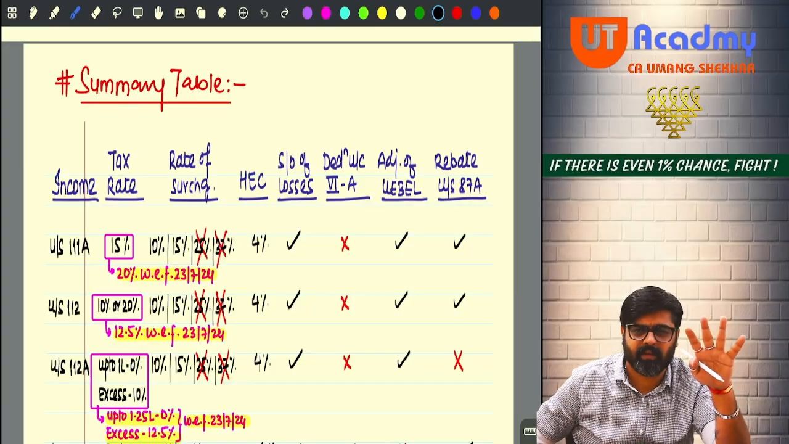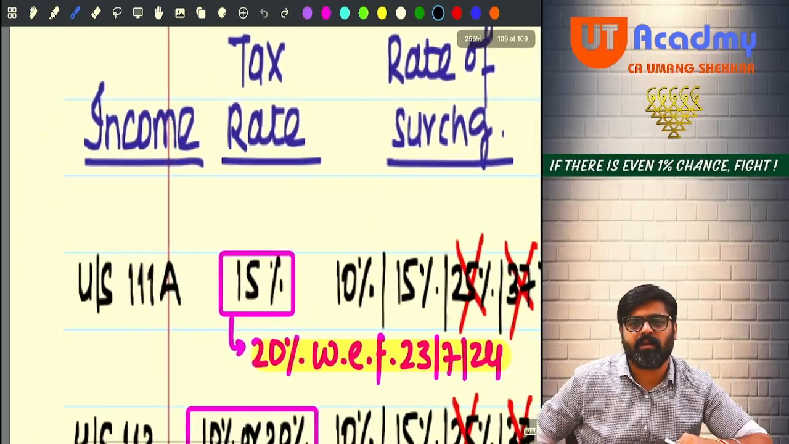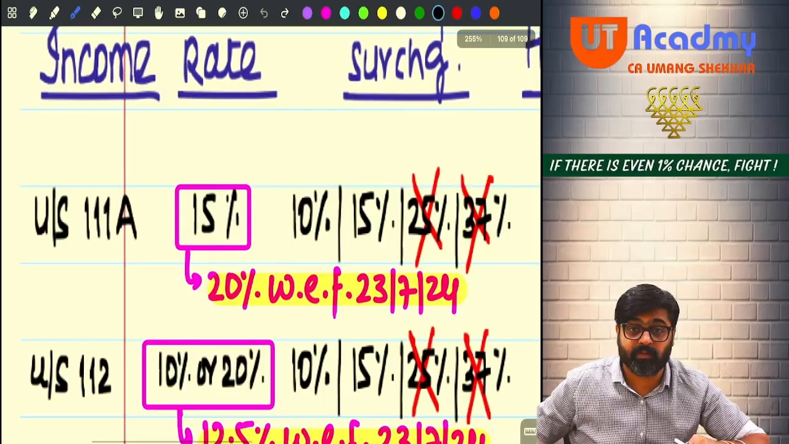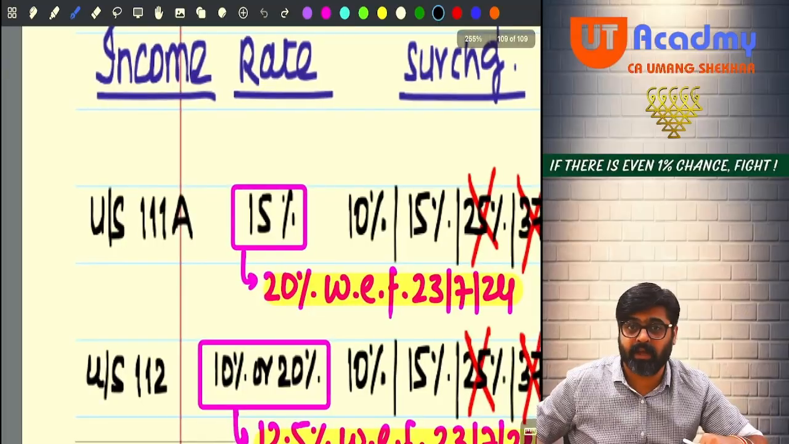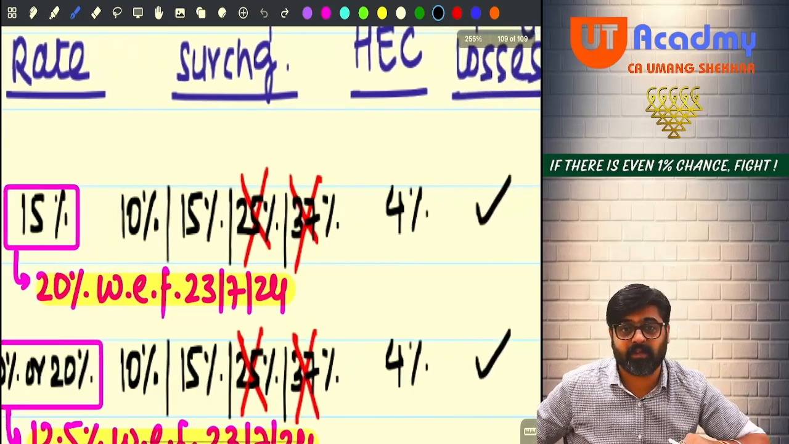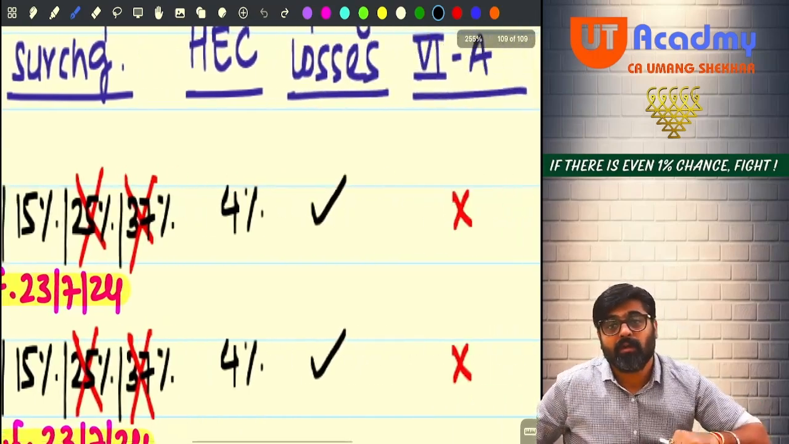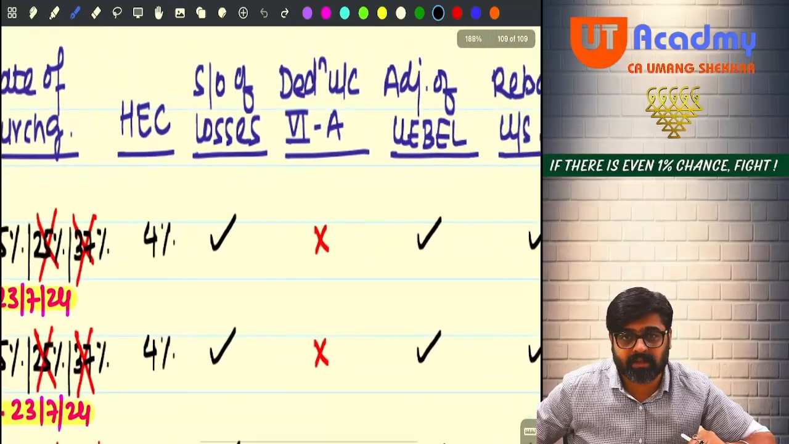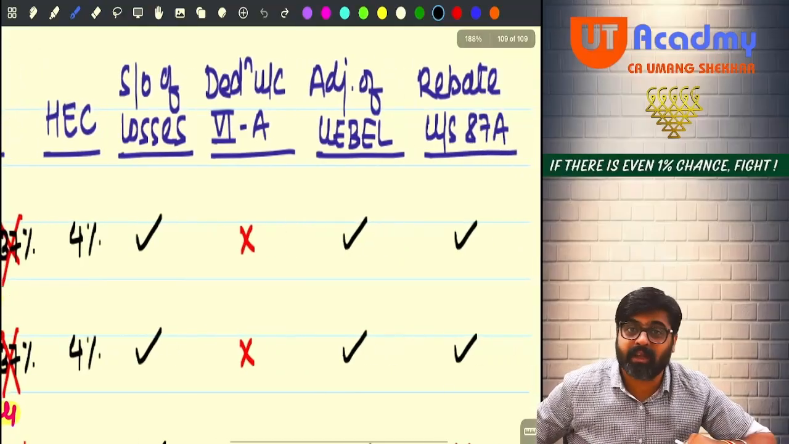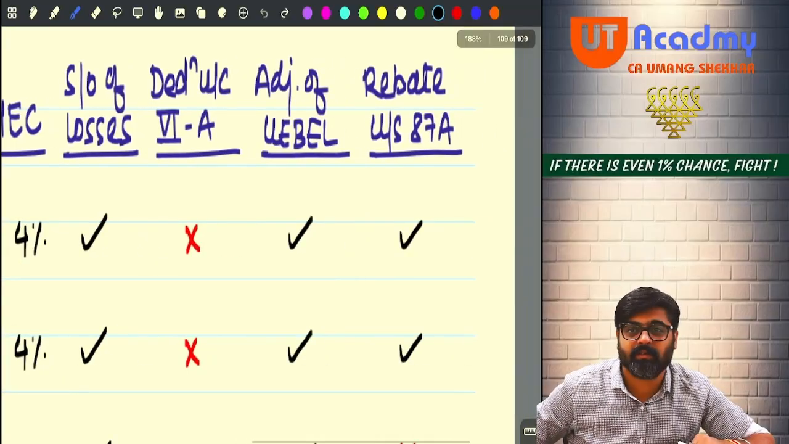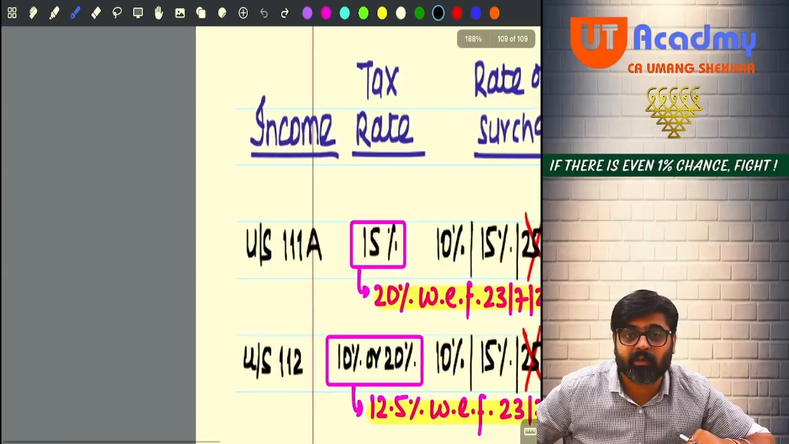So this is a summary that if income is under section 111A, short term gain, what is the rate of tax? 15%. But with effect from 23rd July 24, it has become 20%. And the surcharge rate on this tax cannot be more than 15%. Yes or no? Health and education cess will be applicable on this tax. Can you adjust any losses against this income? Yes. Can you take chapter 6A deduction against this income? No. Can you adjust the unexhausted basic exemption limit from this? Yes. Can you claim the rebate of this tax? Yes. Yes or no?